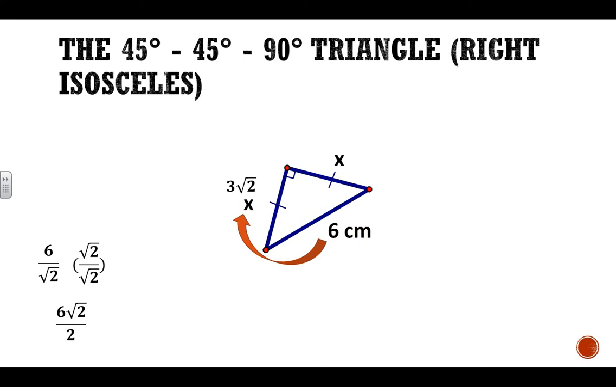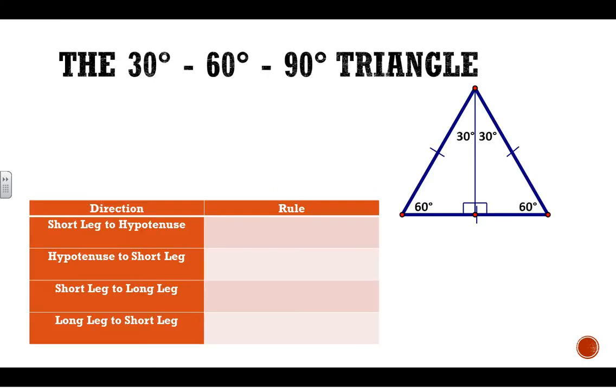I'm showing you the work to the left, but you're always going to get that 3 radical 2. And you can absolutely just jump to that because it's a pattern that you 100% can know without showing the work for. All right, let's talk about a 30, 60, 90 triangle.